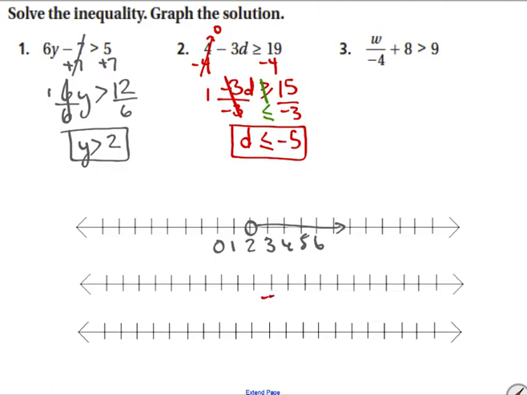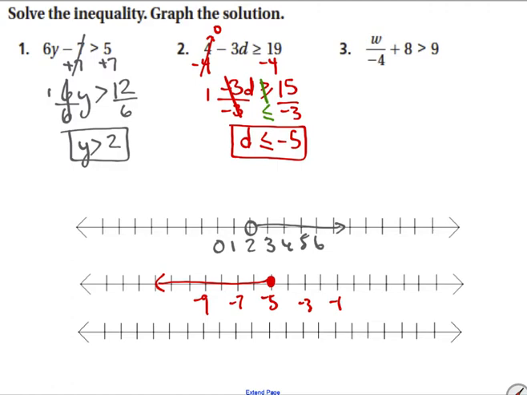So on my number line, negative 5 is definitely on there. That looks pretty good. And negative 5 is included, so I'll have a filled-in circle there. D is less than or equal to, so it goes in this direction.